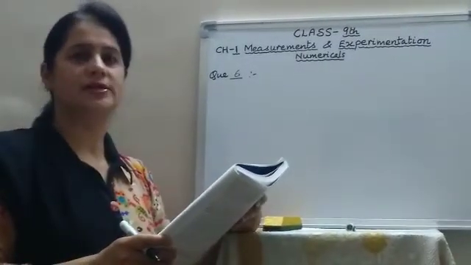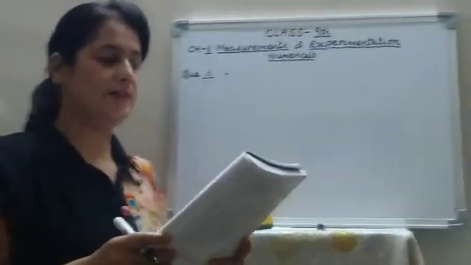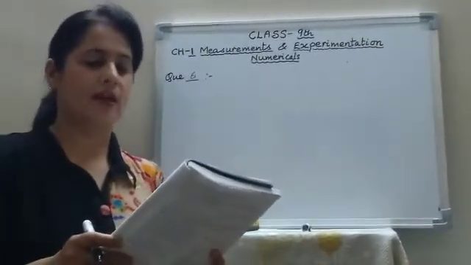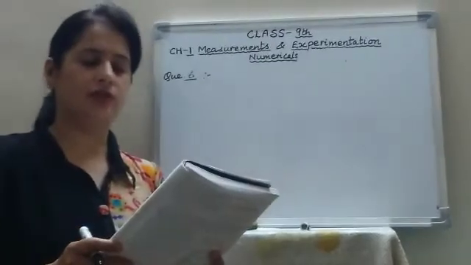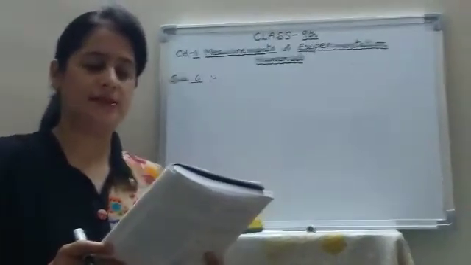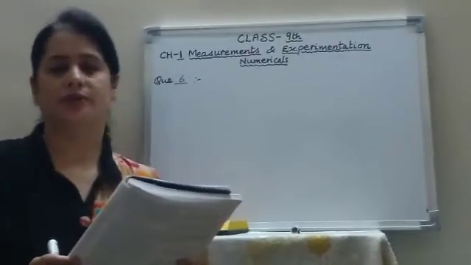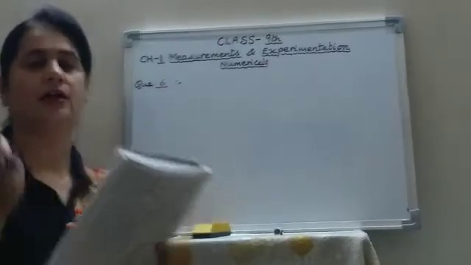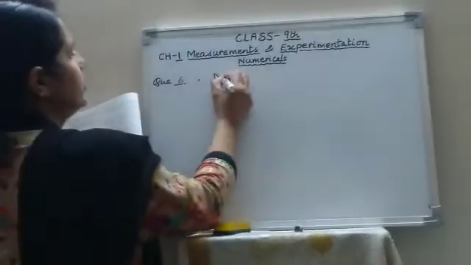Now question number 6. It takes 8 minutes for light to reach from the sun to the earth's surface. If the speed of light is taken to be 3 into 10 to the power 8 meter per second, find the distance from the sun to the earth in kilometer. Here time is given, speed is given, so you have to find the distance. And what is the formula for distance?